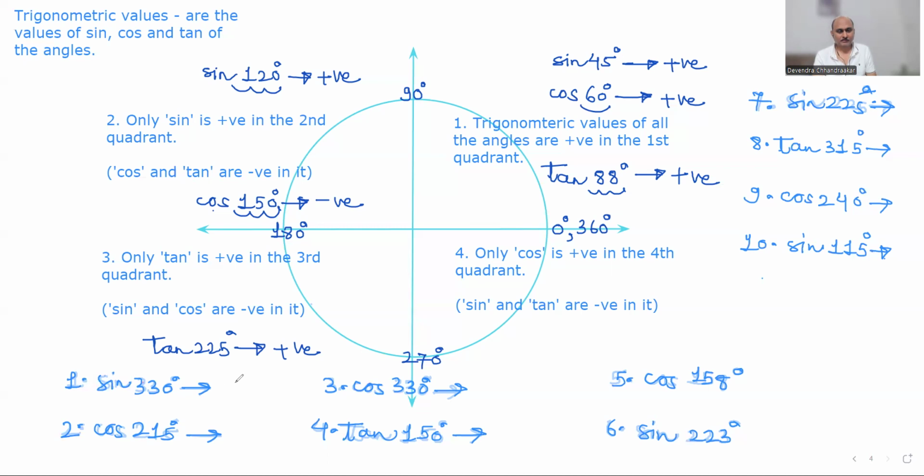So this is negative. This is negative. This is positive. This is negative. Negative. Negative. Negative. Negative. Negative. And this one is positive. Okay. So there are only two positives, third and 10th one. The rest of them are negative.